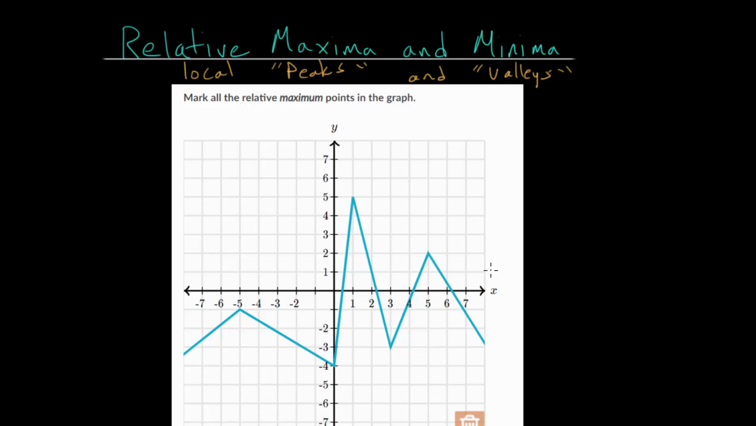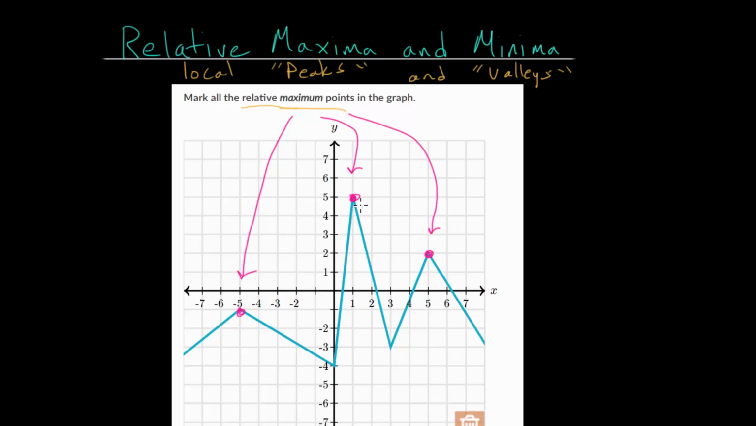If we're looking for the largest possible value of the function, we use the term absolute, which we'll look at in a later video. So for instance, in this problem, we are going to mark the maximum points on the graph, or the relative maximum points. So we're looking for essentially the peaks of the graph. And visually speaking, we're looking at this point, and this point. So these are all going to be our relative maximum points.